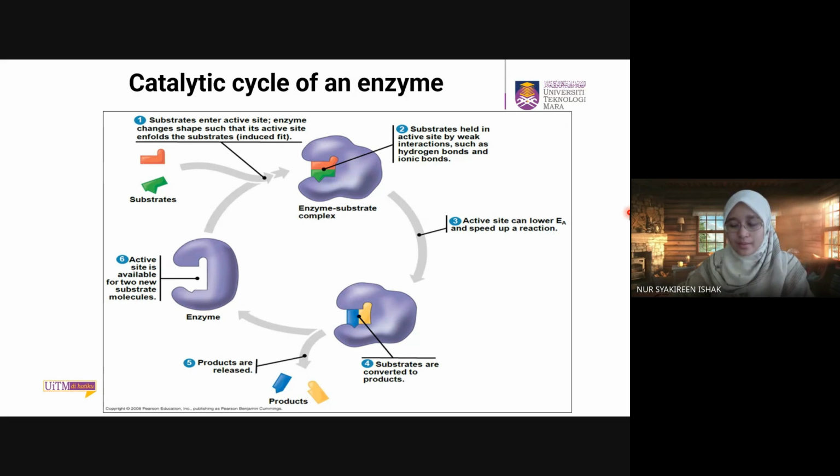None. Okay, so next, the active site can therefore lower the activation energy and speed up the rate of reaction. Here there is the transition state, before the reactant is converted into the products. The product will have a different shape from the active site and is therefore released from the active site, and then the enzyme is free again to catalyze the next reaction.